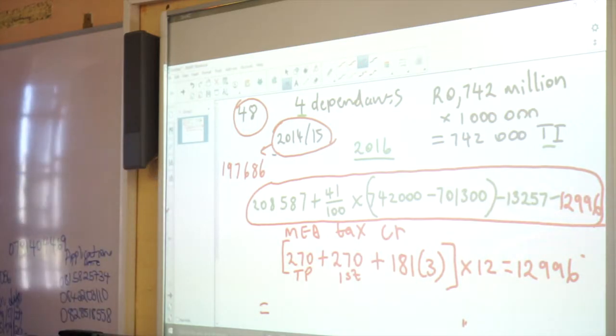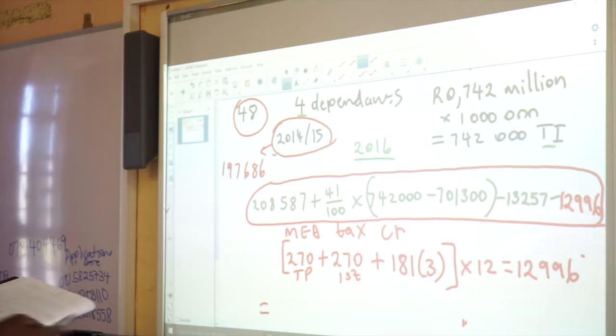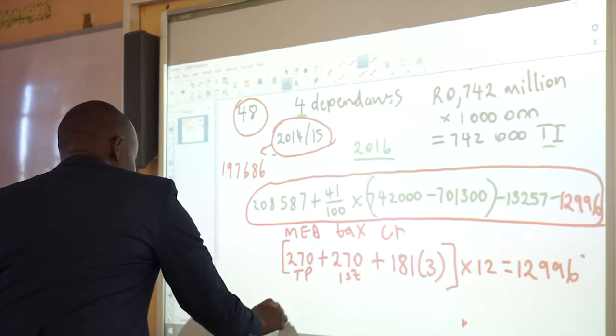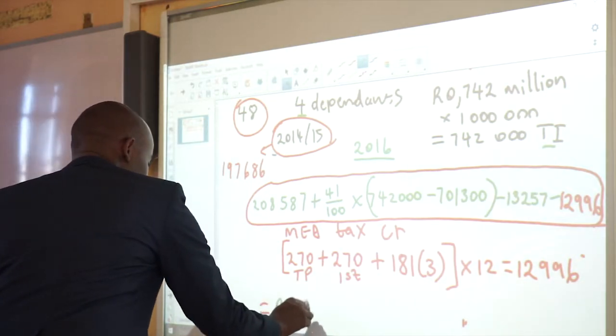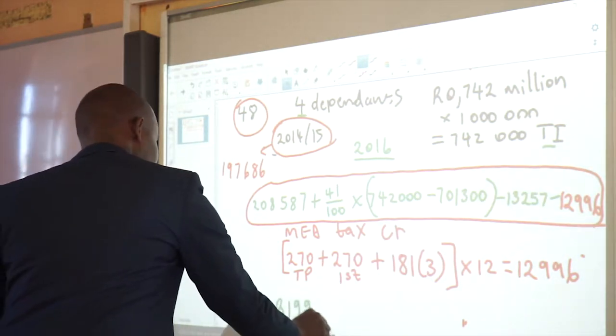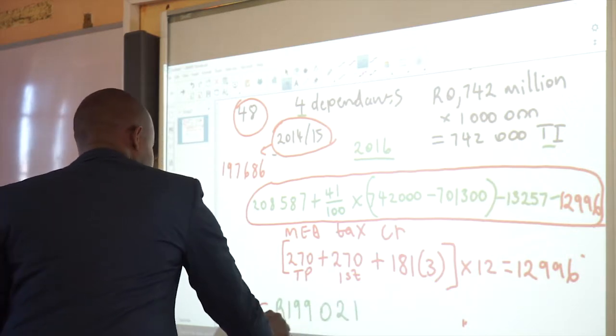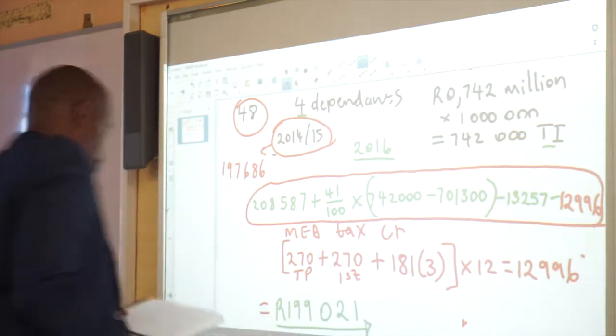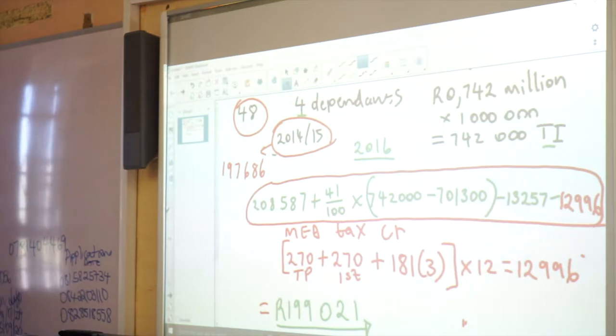You found it, sir? How much is it? 199,021. Right. Very good commercial center. You are doing very well. After this, I will decide that maybe I will only open commercial center.